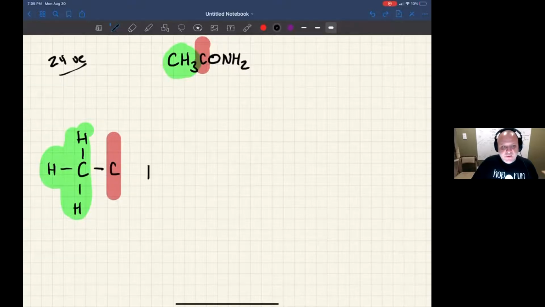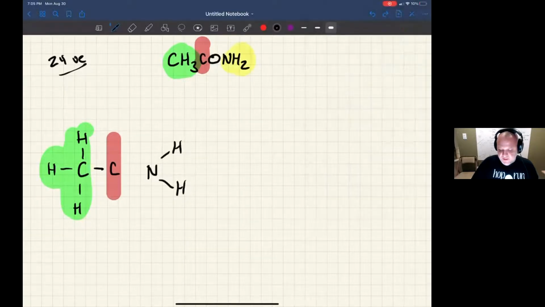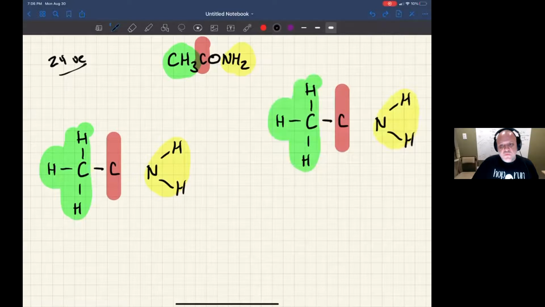Well, what's next? What about the NH2? There's only really one option for the NH2 as well. It looks like this. The question becomes, what's going on with the oxygen? In any structure that's possible, these are our limitations here. So we've got to figure out what's going on with the oxygen, and the number of valence electrons will help figure that out. There's really only two possibilities.